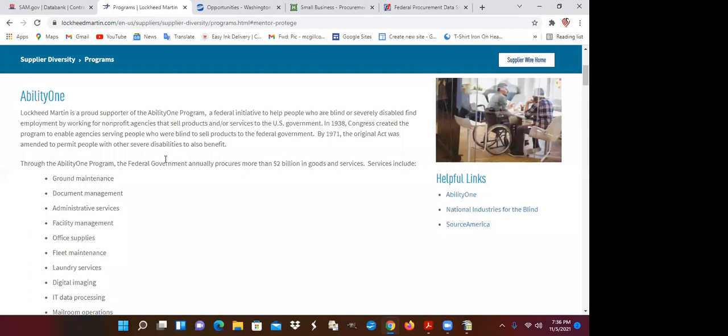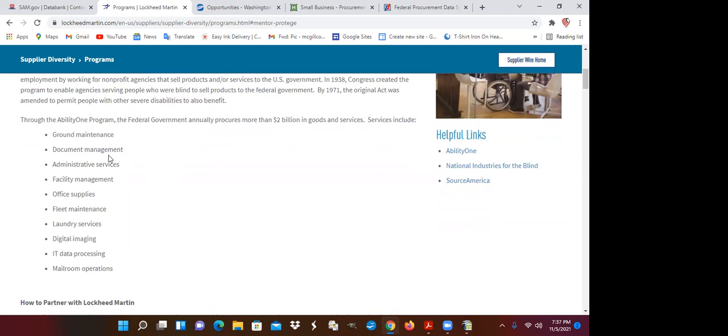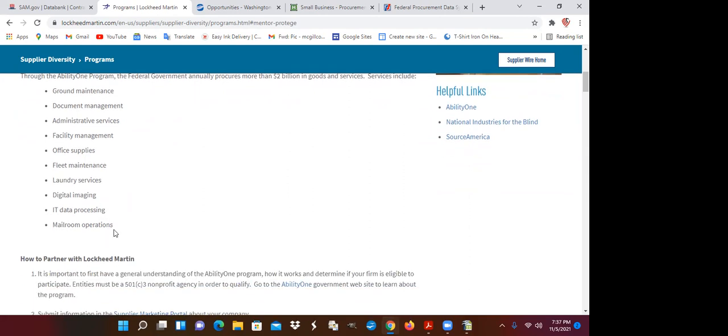They have this particular program called the AbilityOne program. It's a federal initiative to help people who are blind or severely disabled find employment by working for nonprofit organizations that sell products or services to the United States government. Through the AbilityOne program, the federal government annually procures more than $2 billion in goods and services. These services include ground maintenance, document management, administrative services, facility management, office supplies, fleet maintenance, laundry services, digital imaging, IT data processing, and mailroom operations.